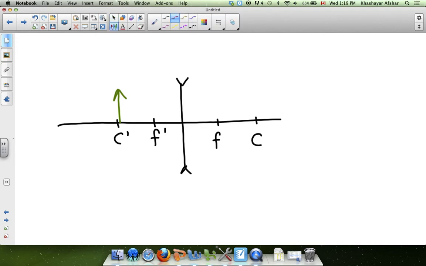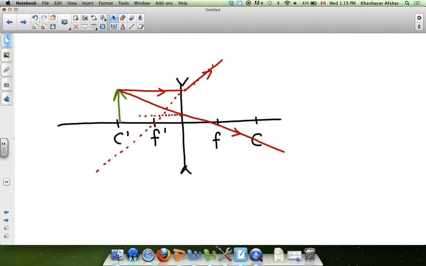I go parallel, and then diverging, and extrapolate back to the F. And we have towards the F, but then here has to be parallel. And then we end up with a point of intersection, which is right here.